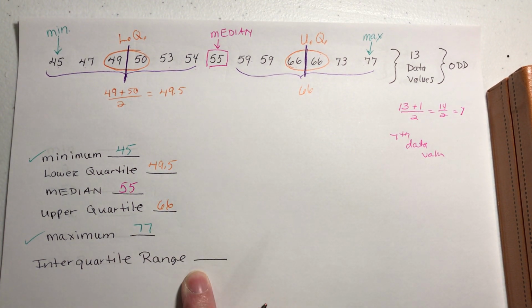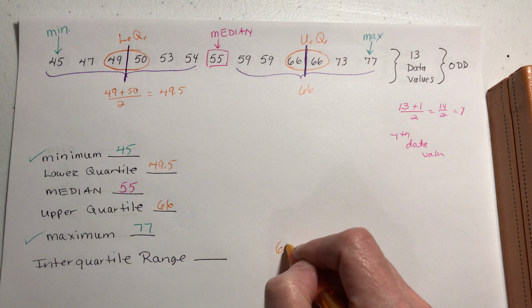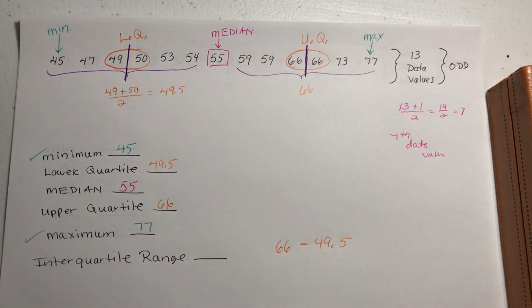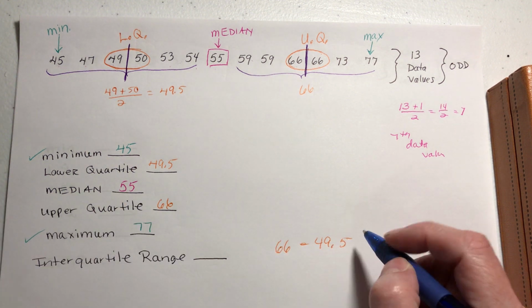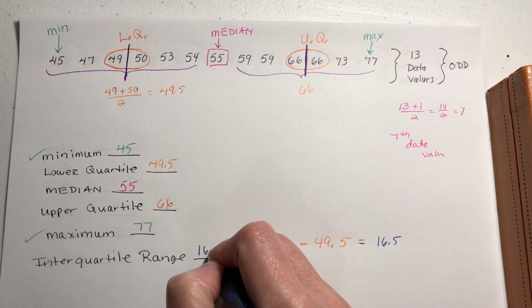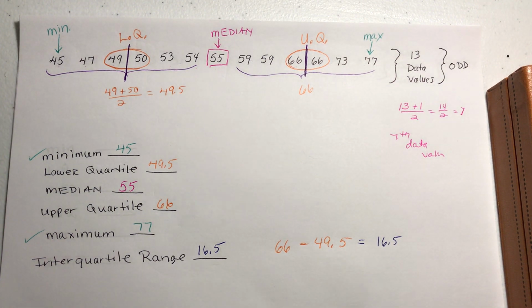And then to find the interquartile range, it's simply subtracting the upper minus the lower. So if I take 66 minus 49.5, I am going to get 16.5. Looking for another color. Guess I'll use blue. 66 minus 49.5 gives me 16.5. So that's what goes right here. And there's my 5-number summary. All right. Now that's if you have an odd number of data values.